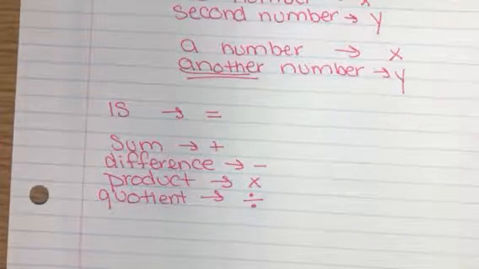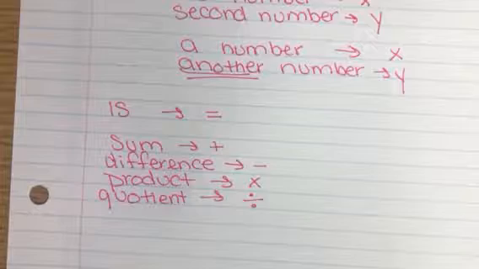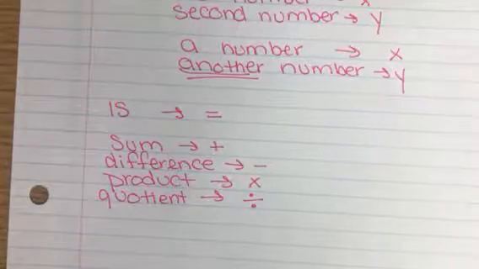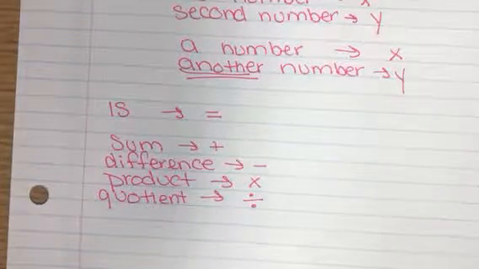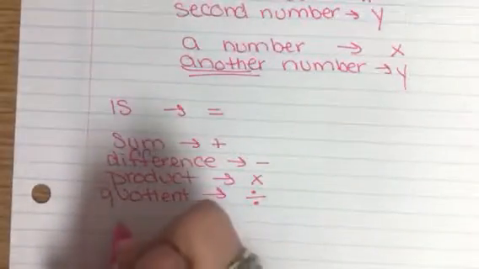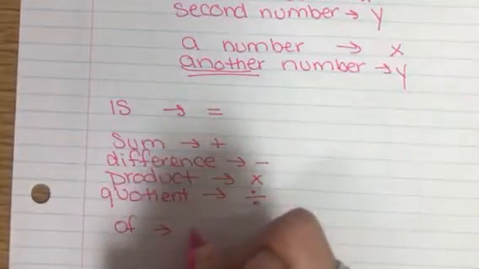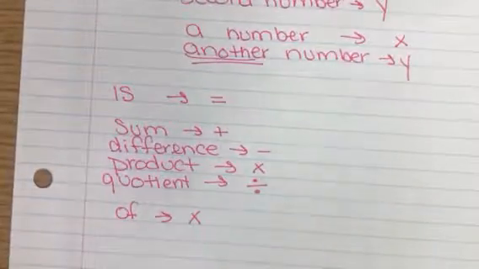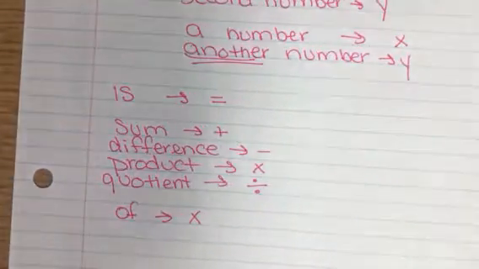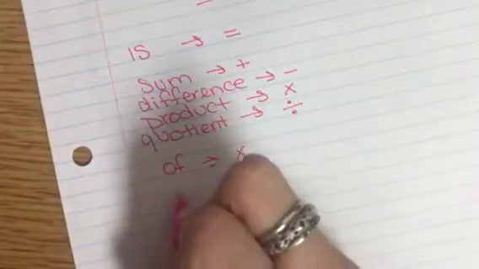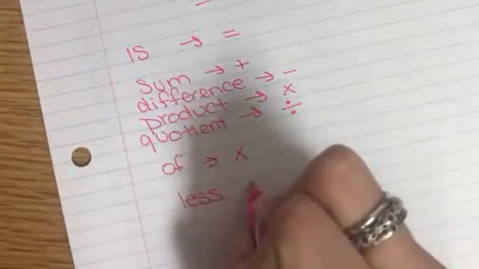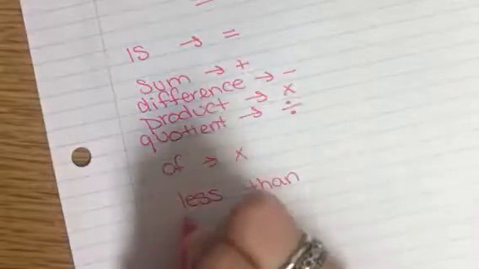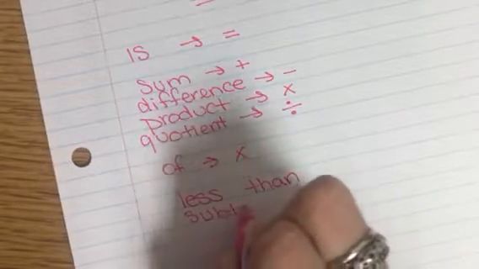There are also things that we should know, like "more than" is telling us to add. If we read "addition," addition is telling us to add. "Of" is telling us to multiply. So if we say something like half of something, that's telling us to multiply. The big one that we need to make sure of is that we have "less than" and "subtracted from."